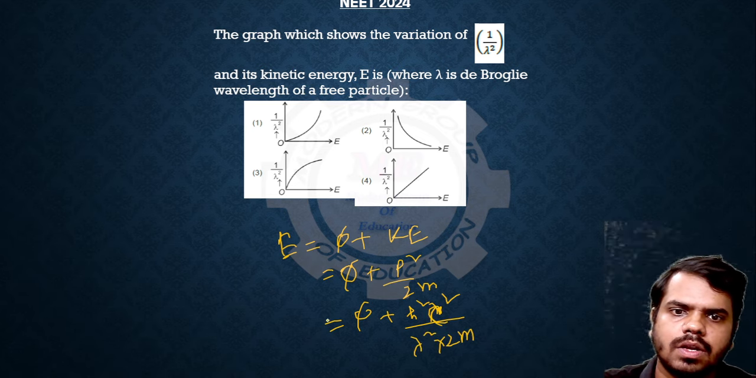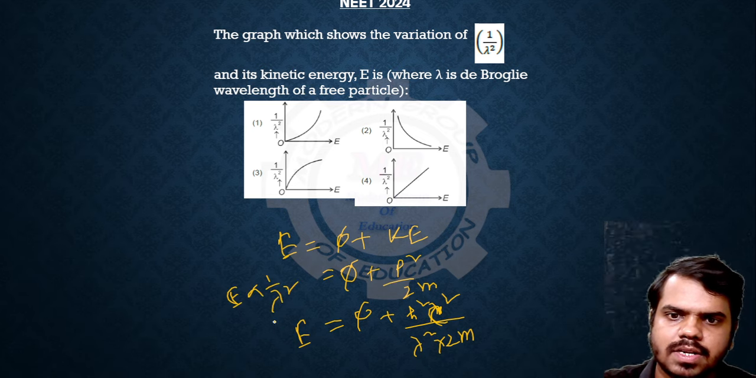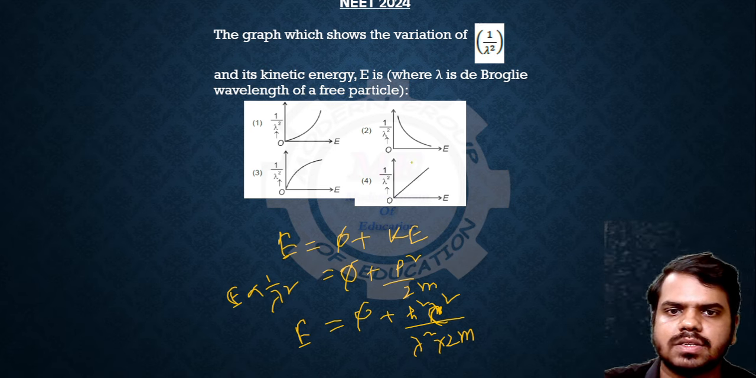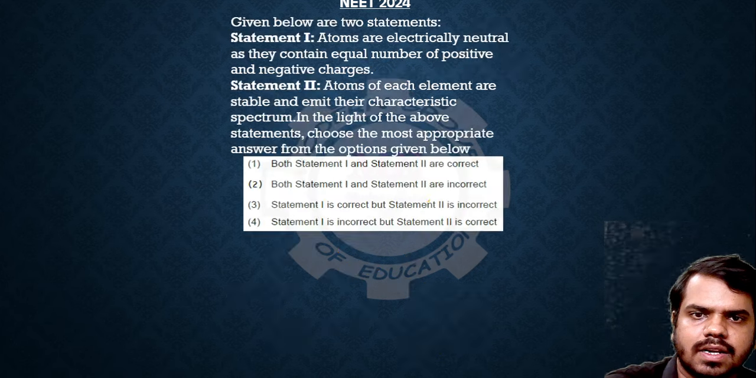Okay, so from here you can see that E is proportional to 1 by lambda square. So the 1 by lambda square and E graph is a straight line graph. Okay, option 4 is correct.